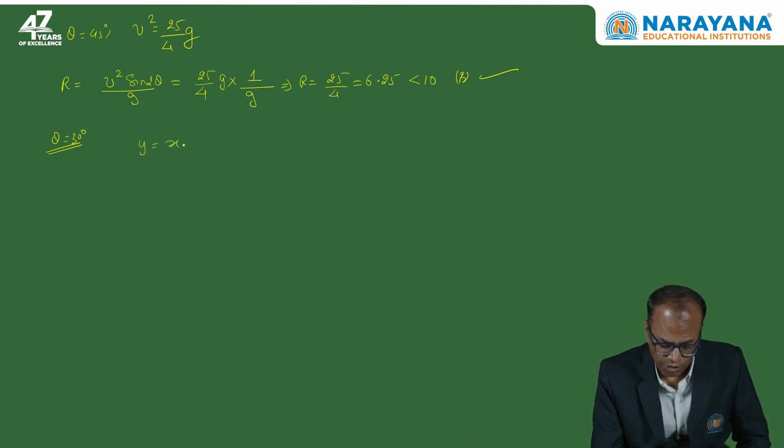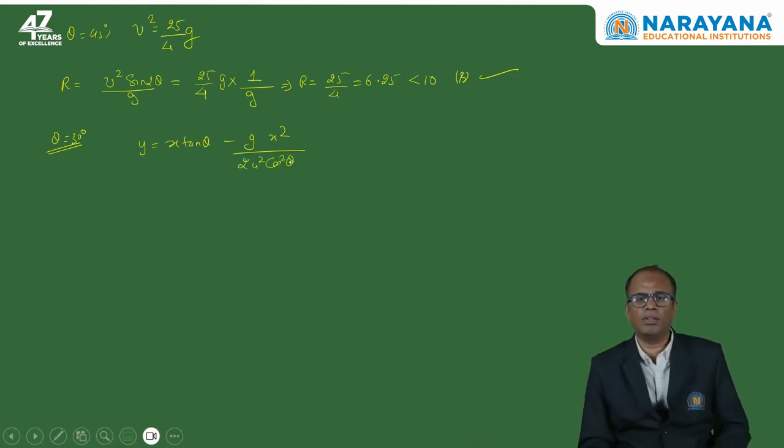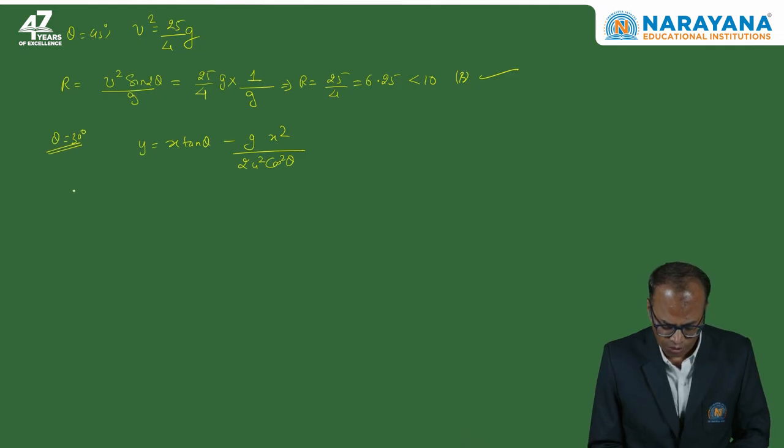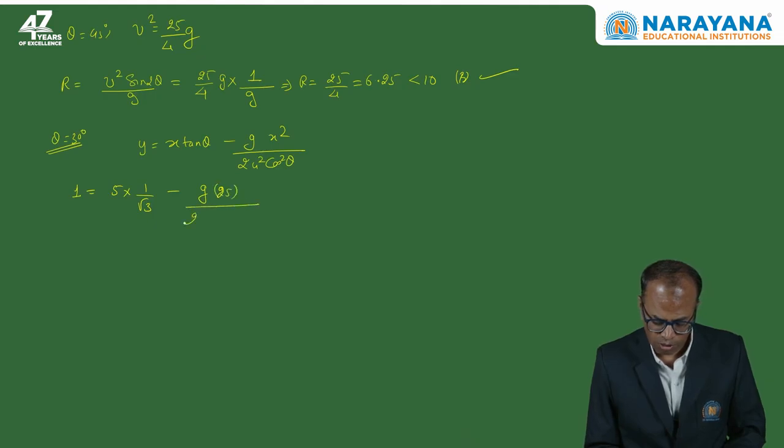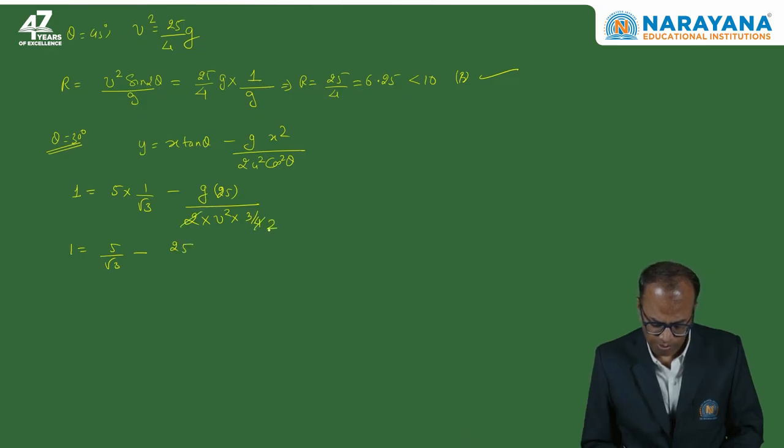So y is x tan theta minus g x squared by 2u squared cos squared theta. Let's plug in the values. So y is 1, x is 5, theta 30 means tan 30 is 1 by root 3, minus g into x squared is 25, upon 2 times v square times cos square 30 is 3 by 4. I get 1 is equal to 5 by root 3 minus 25. Okay, this is not 25, this will become 50.